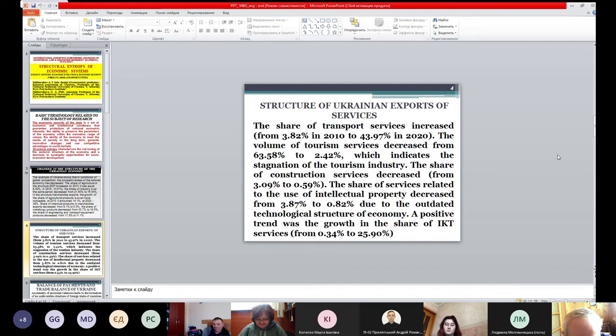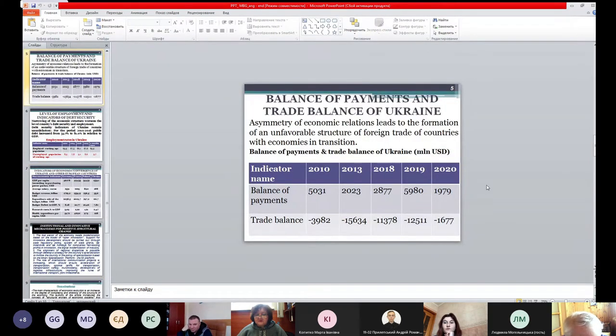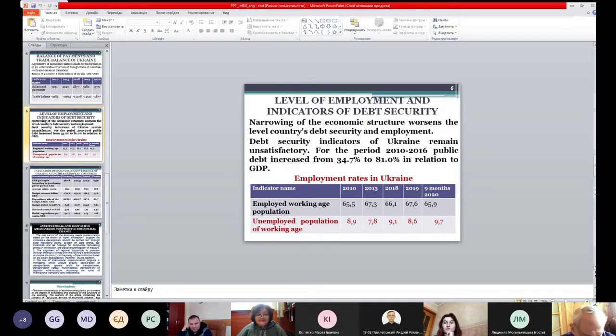However, the post-industrial economy cannot compensate for the loss of position in the industrial sector. Asymmetry of international economic relations leads to the formation of a negative foreign trade balance of Ukraine. The unemployment rate remains high, which provokes high labor migration. In 2016, public debt increased to 81% in relation to GDP.